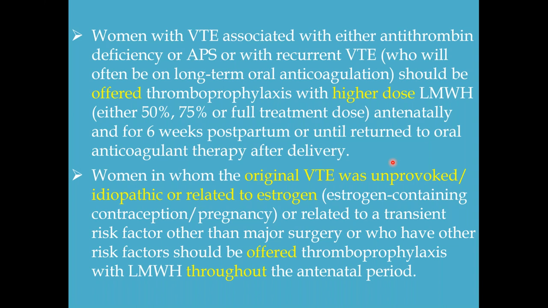What about stratification of women with previous VTE? How should women with previous VTE be stratified to determine management in pregnancy? Women with VTE associated with antithrombin deficiency or antiphospholipid syndrome, or with recurrent VTE, who will be on long-term oral anticoagulant, should be offered thromboprophylaxis with high-dose low molecular weight heparin, either 50%, 75% or full treatment dose antenatally, and for 6 weeks postpartum or until return to oral anticoagulant therapy after delivery.